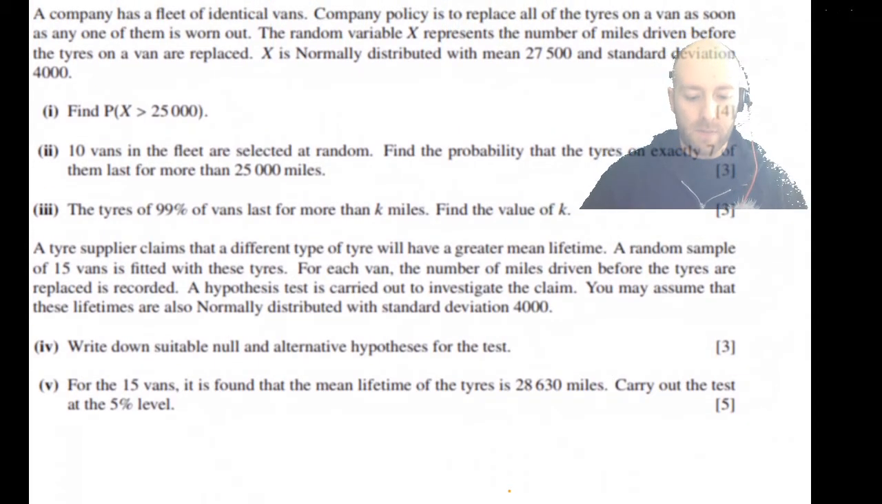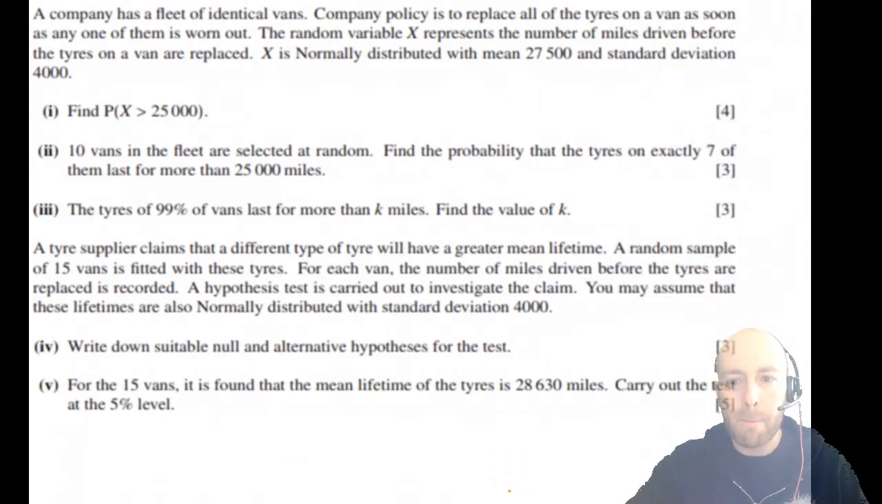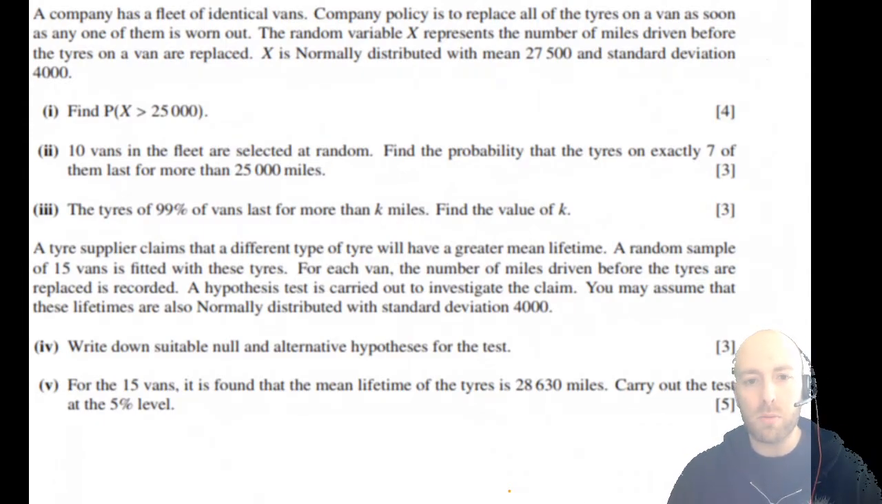So a company has a fleet of identical vans. So the variable X is the number of miles driven before they need to replace these tires. X is normally distributed with a mean of 27500 and a standard deviation of 4000. So part 1 is just a simple sketch normal, find the probability. Part 2 is a binomial distribution. Part 3 is an inverse normal, and then part 4 and part 5 is a hypothesis test.